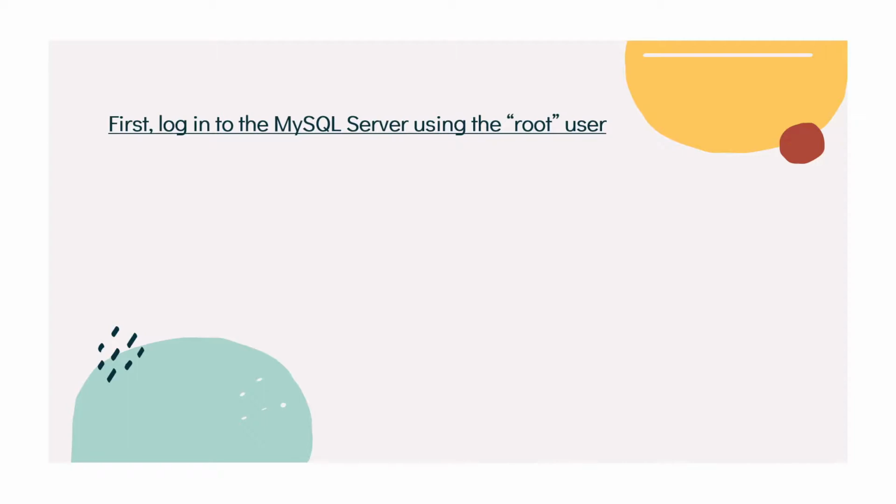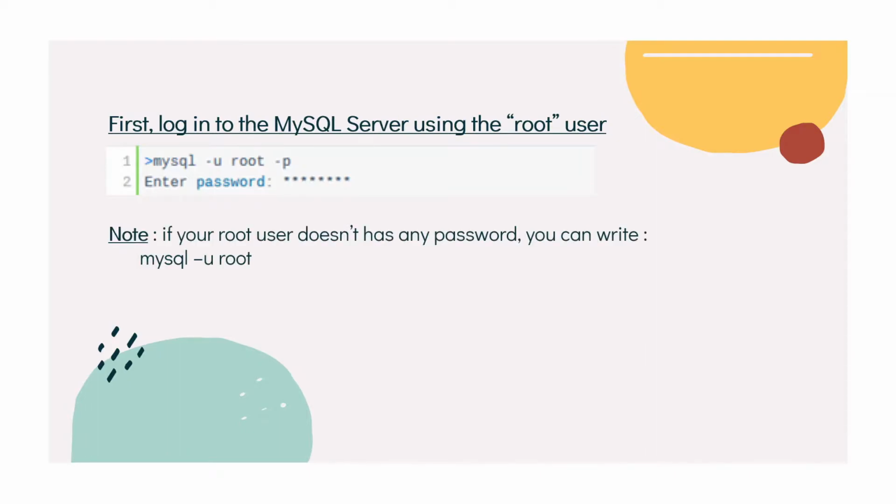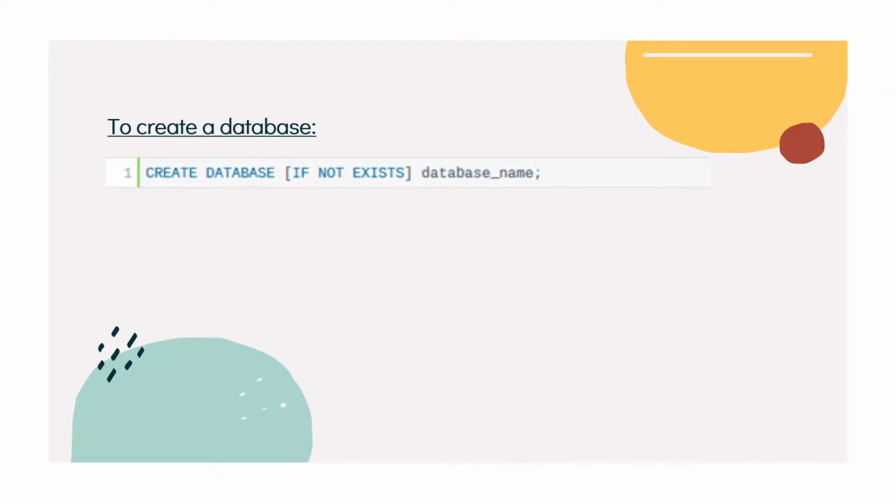To create a new database via the MySQL program, you use the following steps. First, log in to the MySQL server using the root user. You can use this syntax to log in to MySQL. The syntax is mysql -u root, then -p, and then you enter the password. If your root user doesn't have any password, you can just write mysql -u root. Then, to create a database in MySQL, you use create database, if not exists, then the database name.